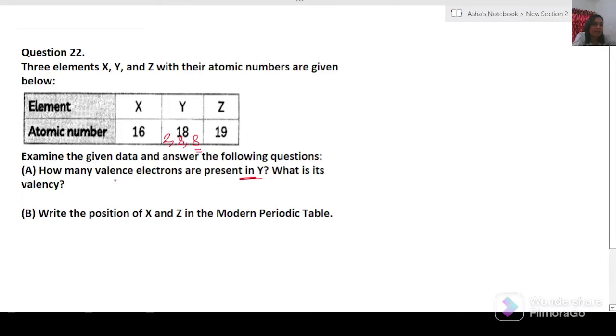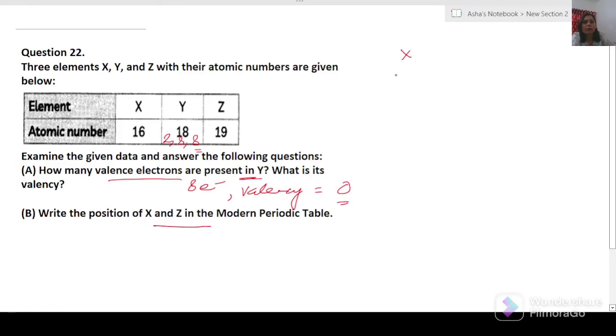They are asking for valence electrons, not valency, so it will be 8 electrons. What is its valency? Its octet is complete, so valency will be 0. It is not in need of any more electrons, so valency will be 0. Write the position of X and Z in the modern periodic table.